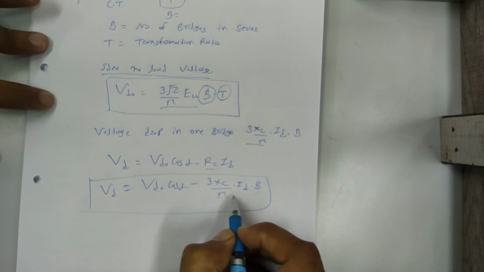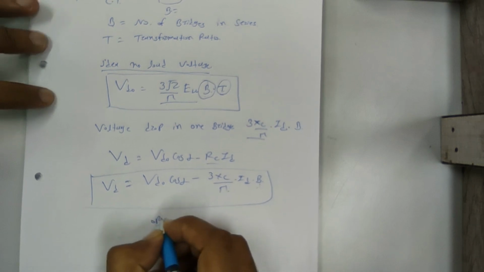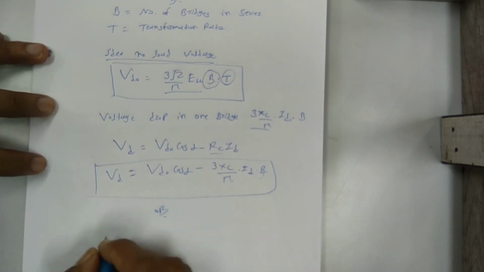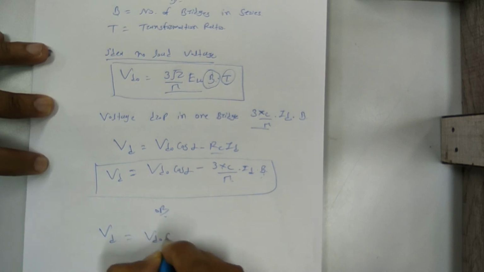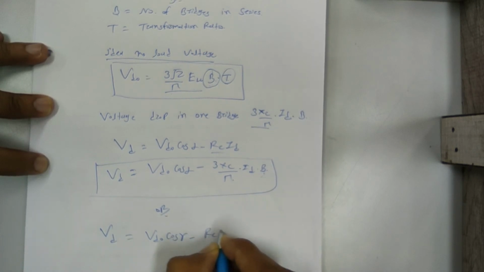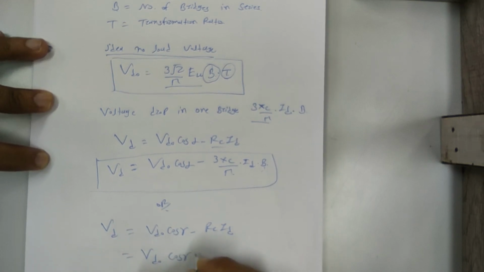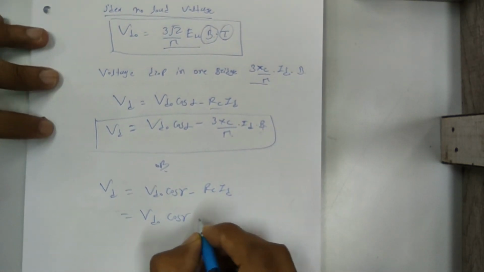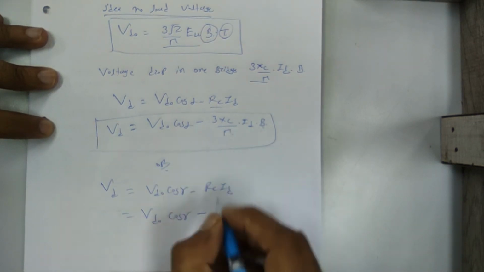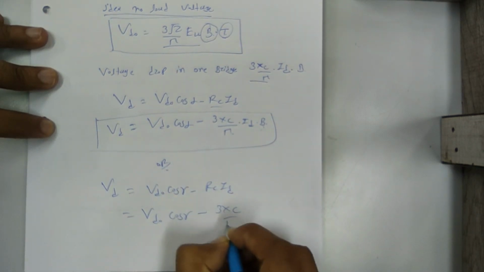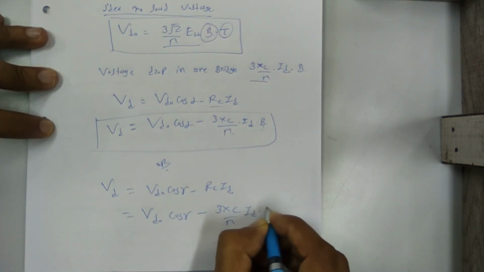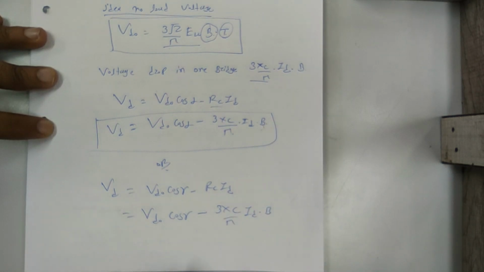Clear? So in the same way, another equation you can write from the inverter point of view. We have derived the equation VD is equal to VD0 cos gamma minus RC into ID. So in the same way you can write VD0 cos gamma minus 3 Xc by pi ID into B. Clear?